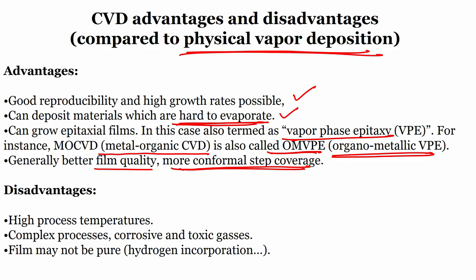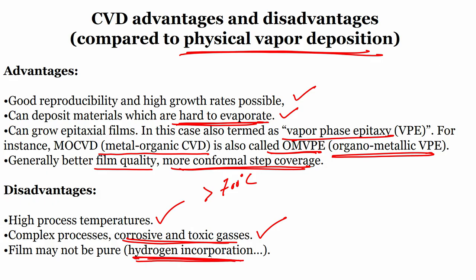What are the disadvantages? The first disadvantage is high process temperatures. The second disadvantage is complex processes, corrosive and toxic gases, right. High process temperature is greater than 700 degrees centigrade, right. Toxic and corrosive gases, you see. So, you have to be careful. Film may not be pure, hydrogen incorporation, this you always remember, right.